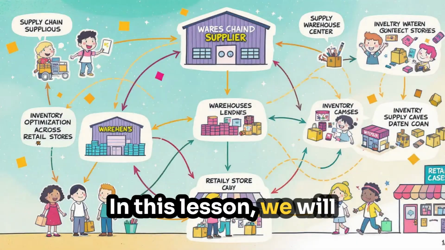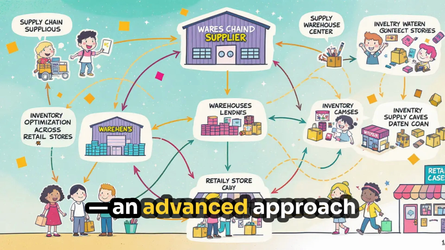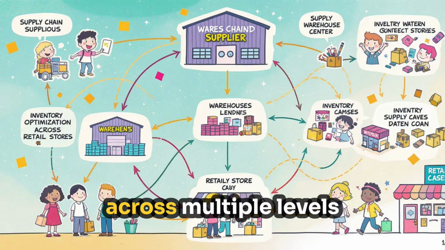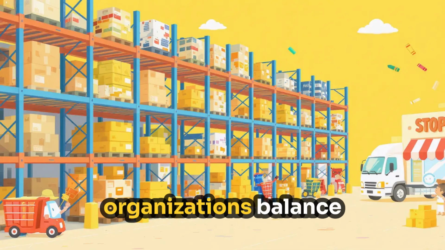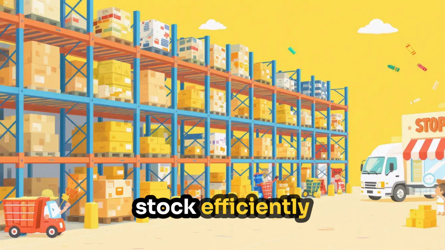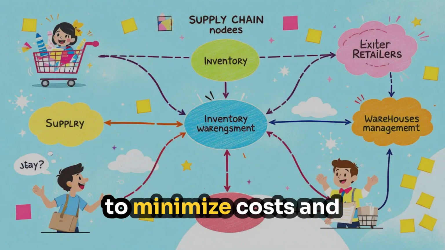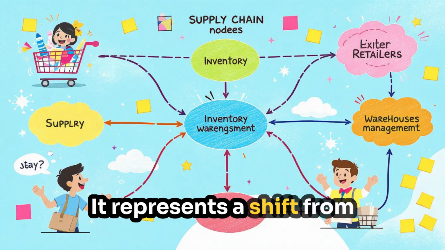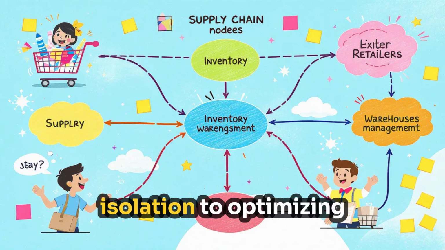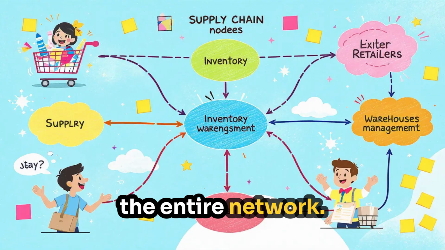In this lesson, we will explore multi-echelon inventory optimization, an advanced approach to managing inventory across multiple levels of a supply chain. This strategy helps organizations balance stock efficiently among suppliers, distribution centers, and retail locations to minimize costs and improve service levels. It represents a shift from managing inventory in isolation to optimizing it holistically across the entire network.